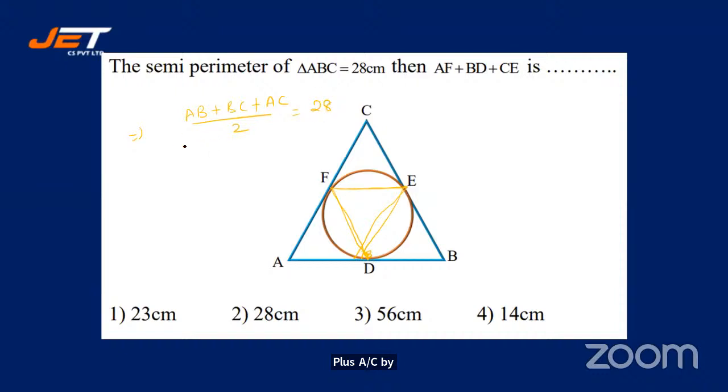All right. So now what is AB? We can write AB as twice of AD. And we can write BC as twice of CE. And we can write AC as twice of AF.